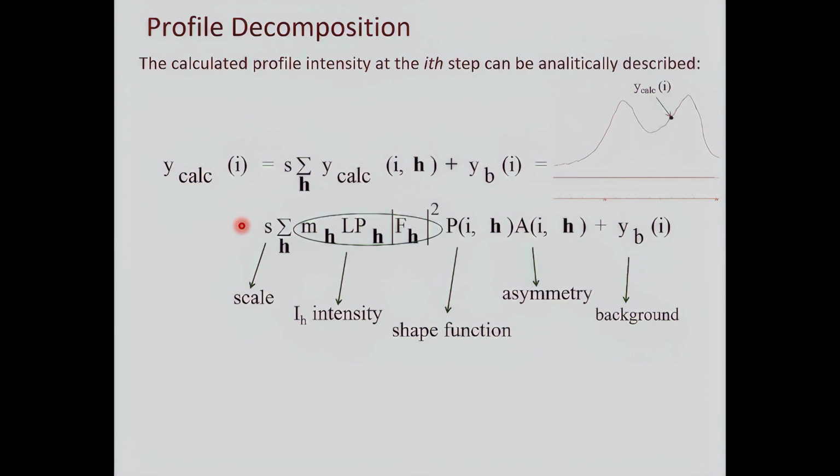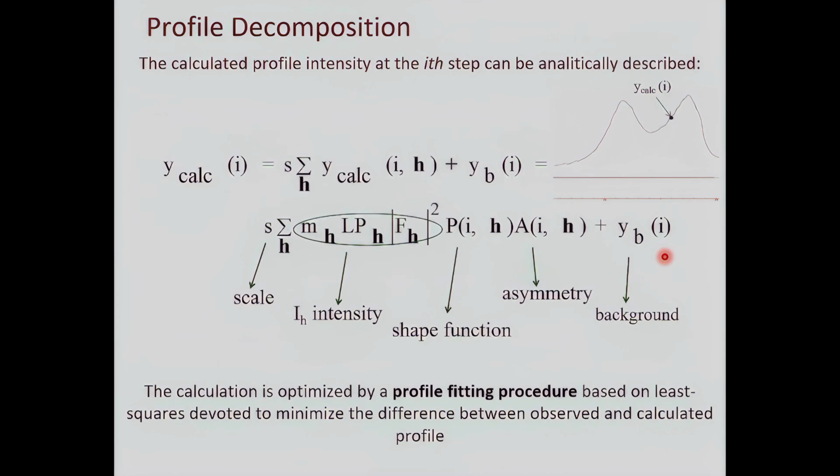This is the formula. We have a scale, we have a summation over all the contributions to that point, and in the intensity we have the multiplicity. This factor is the Lorentzian correction. This is, we know, the modulus of the structure factor, and we have also the functions describing the shape of your peak, the asymmetry, and also we have the contribution coming from the background.